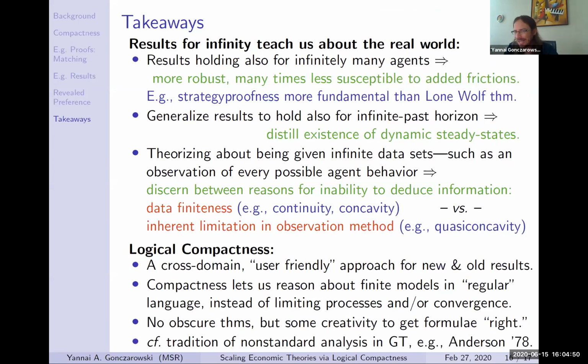And we like to think about this as non-standard analysis, and we hope that in a way we're able to simplify many things in general equilibrium theory. Maybe logical compactness will find a lot of other uses in economics. We actually know how to do even more stuff than this. I only gave you the highlights.